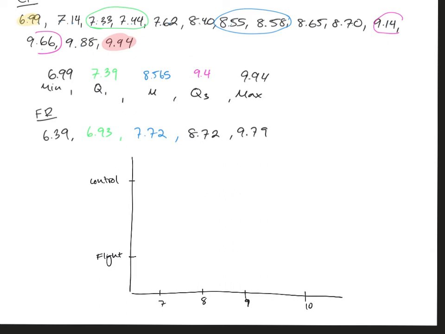But let's first graph the median and the quartiles. So the median was 8.5-ish, so about here. And then the quartiles, 9.4, and the other quartile, 7.39. And then connect these to make a nice box. I'm going to make sure to relabel those.